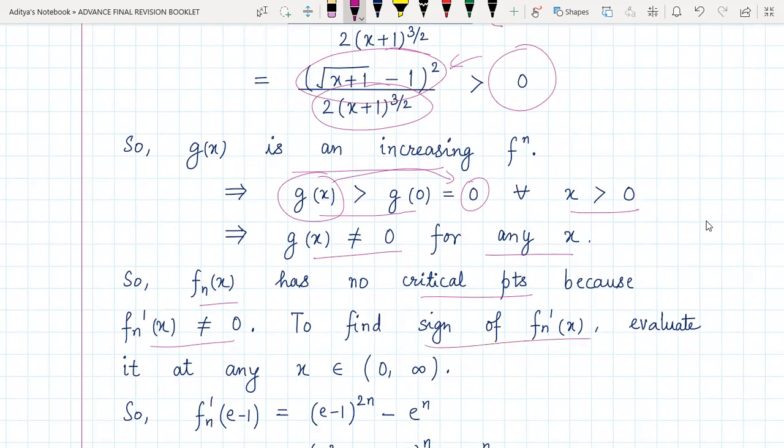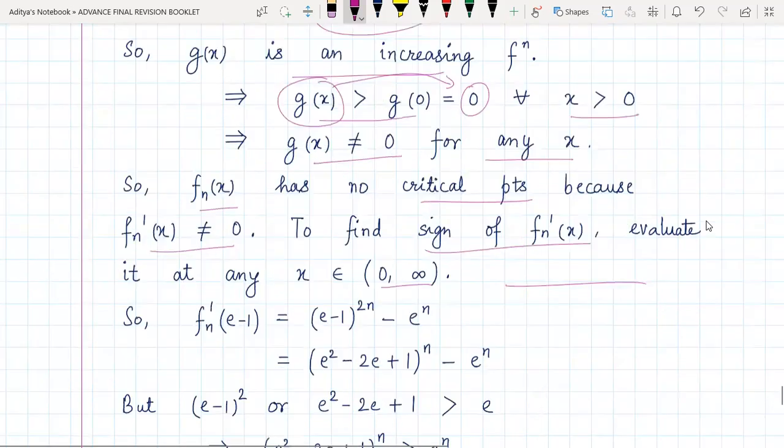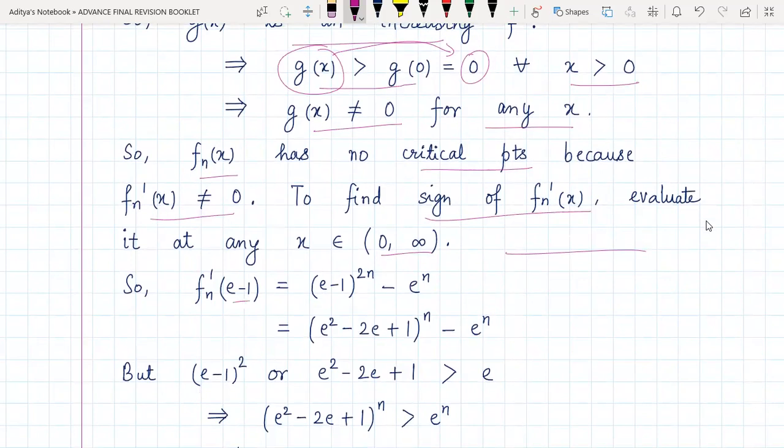So to find the sign of f_n'(x), evaluate it at any x in this interval, right? Because we did not get any critical point. So from 0 to infinity, you can put any x. So let's say you put e minus 1, that comes out to be this much. And obviously that would be greater than 0. The reason is (e-1)^2 would be how much? 2.72 approximately minus 1 would be 1.71, something like that. 2.718281828. So like that, from that we have subtracted 1.